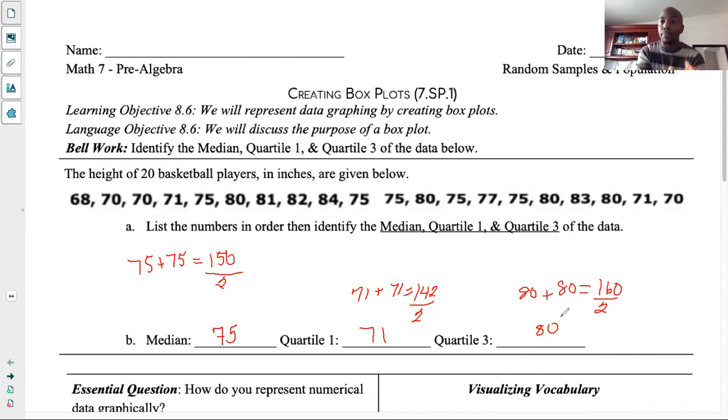Then I looked at the bottom half, right, after the median, and said, oh, okay, the smaller half here, these smaller first 10 numbers, what is the median of the first 10 numbers? You'll see that's how I got quartile 1. And then if I look at the last 10 numbers is how I was able to figure out quartile 3, okay?